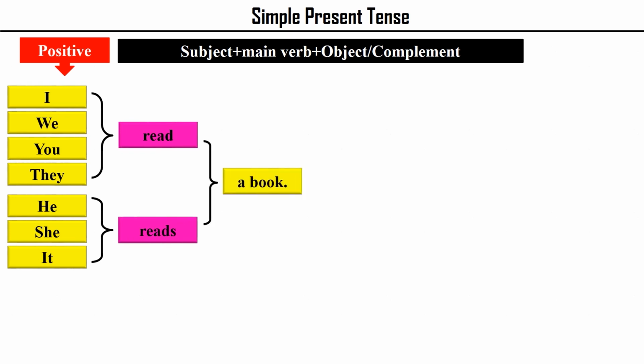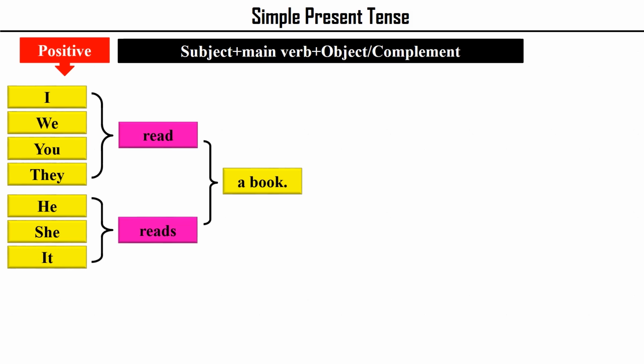I read a book, we read a book, you read a book, they read a book, but he reads a book, she reads a book, and it reads a book. Subject plus main verb plus object. When the subject is he, she, or it, the verb takes s. Later in this video, I will explain when and how to add s, es, or ies to the verb.